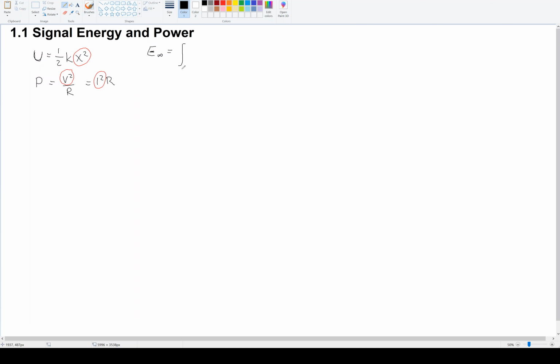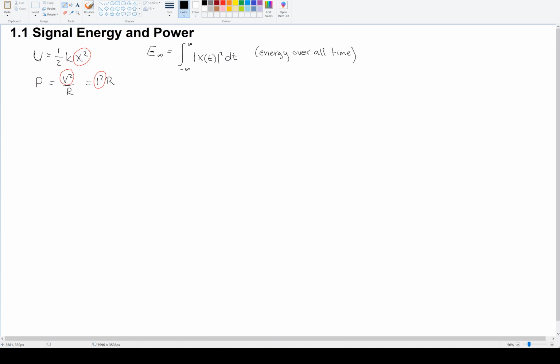We're going to integrate then over all time, right? We're interested in the energy over all time, the absolute value squared of the signal. I call this the energy over all time.